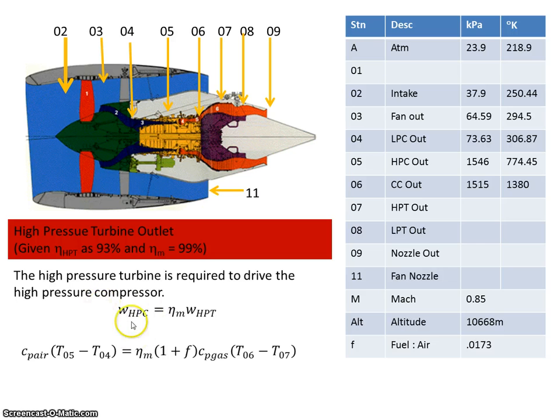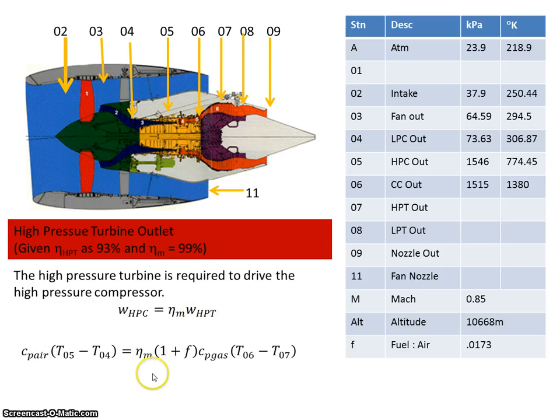So the work on the high pressure compressor is the CP of air times T5 minus T4. So that's the work on the high pressure compressor.